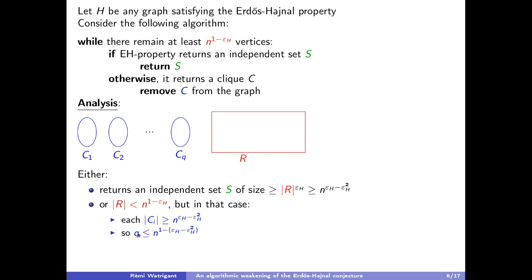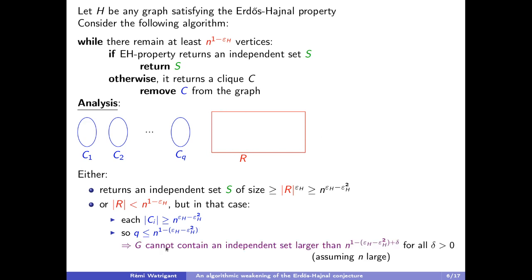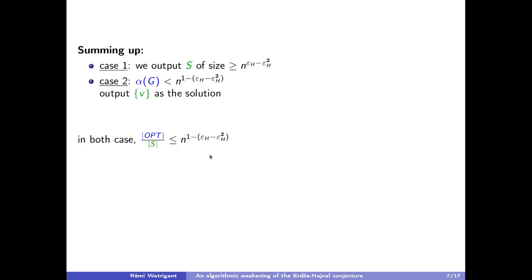And if q is smaller than this, then we cannot construct an independent set in the graph which is very large. Namely, we can pick at most one vertex per clique and maybe all the remaining vertices. And in total this is always smaller than n to the power of 1 minus epsilon squared plus delta, for every delta, assuming n is large. So if we sum up, in the first case we output a solution of this size, and in the second case we have the certificate that the size of the largest independent set in G is smaller than this. In that case we just output one singleton as the solution.